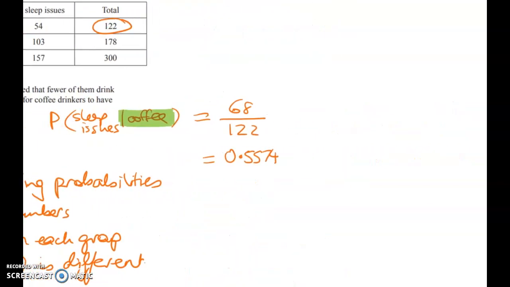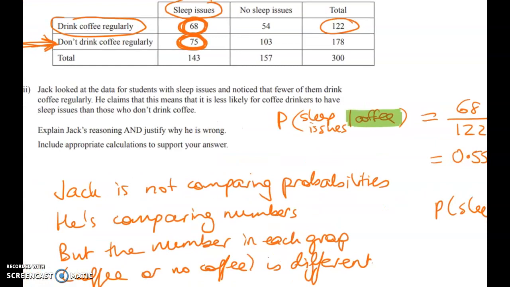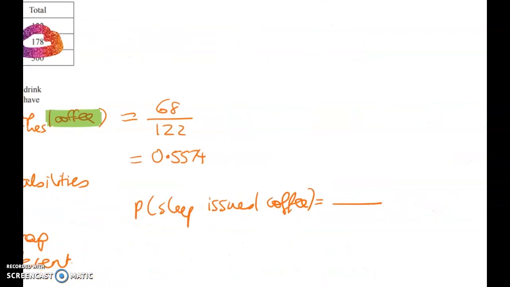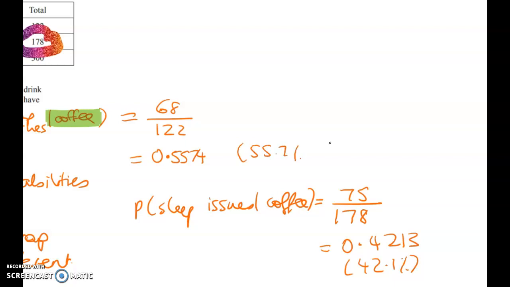Now, what about if they don't drink coffee? The probability that they have sleep issues, given that they have no coffee, well, who's in the hat? The people in the hat are the ones who don't drink coffee. So that's these ones here, 178 of them, and 75 of them have got issues with sleep. So it's going to be 75 out of 178. That works out to be 0.4213, or we could write that as 42.1%. Okay, this one is 55.7%.